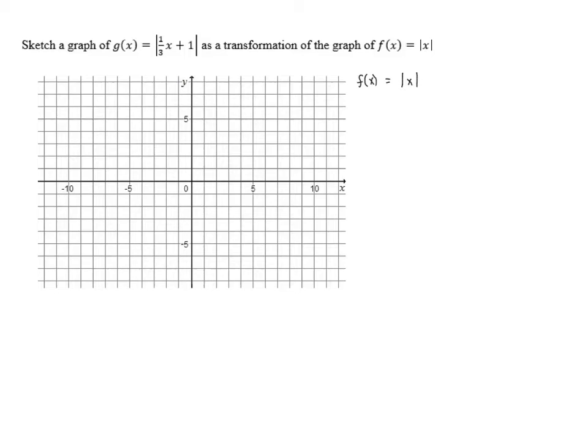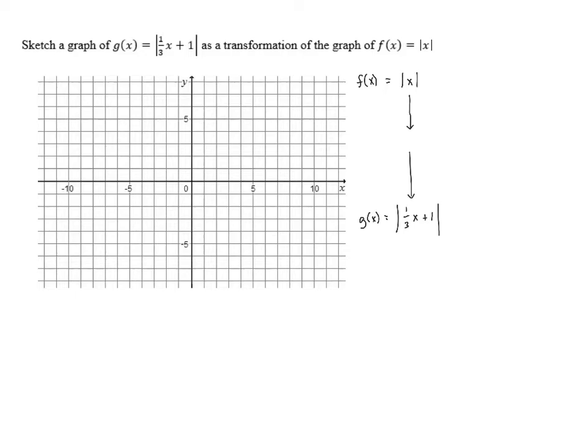Now there's two things that are happening here. We've got this 1/3 and this 1, and so it's going to take two steps to end up with our final function, g of x equals the absolute value of 1/3 x plus 1. Now what we need to do is get from here to here in two steps, where in each step we're replacing x with something.